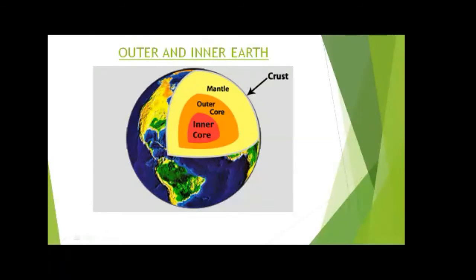Do you know about the composition of the Earth, or what Earth is made up of? Yes, the Earth is made up of several elements like oxygen, silicon, aluminum, potassium, sodium, iron, calcium, and magnesium. And its composition consists of a series of 4 layers. What are those? Crust, mantle, outer core, and inner core. So these are the 4 layers of the Earth.